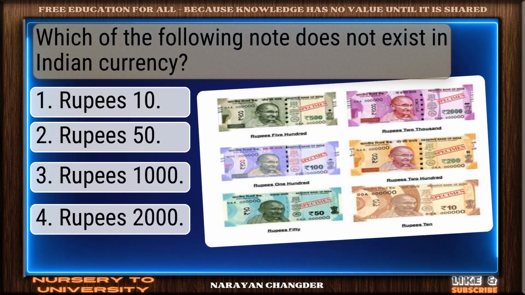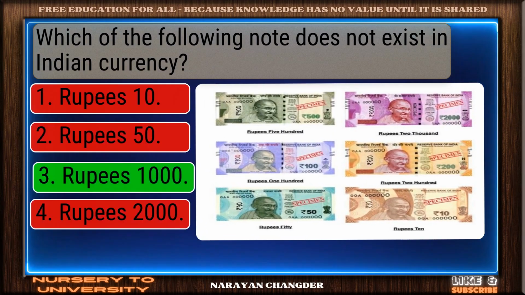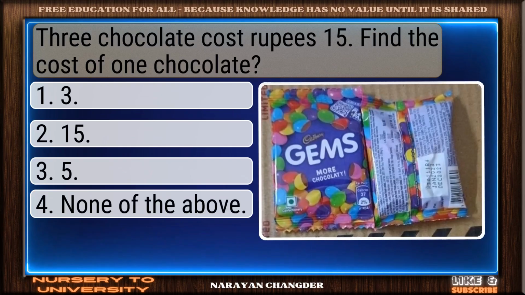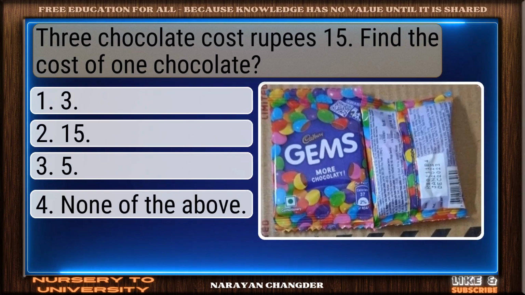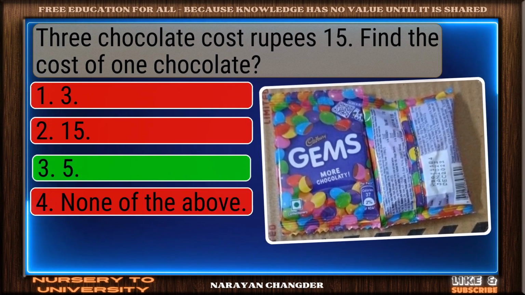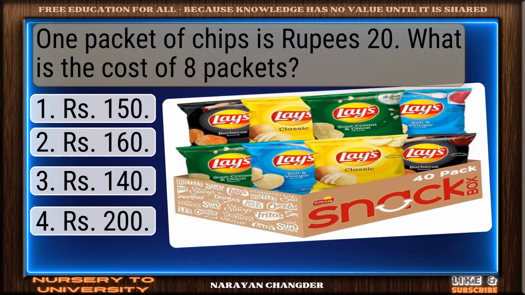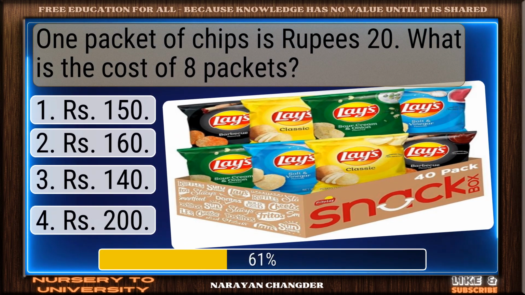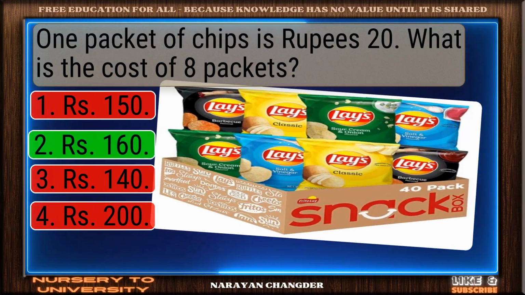Which of the following notes does not exist in Indian currency? Perfect. Rupees 1000 is the correct choice. 3 chocolates cost rupees 15. Find the cost of 1 chocolate. Right choice. Five is the best answer. 1 packet of chips is rupees 20. What is the cost of 8 packets? Smart move. Rs 160 is an accurate answer.